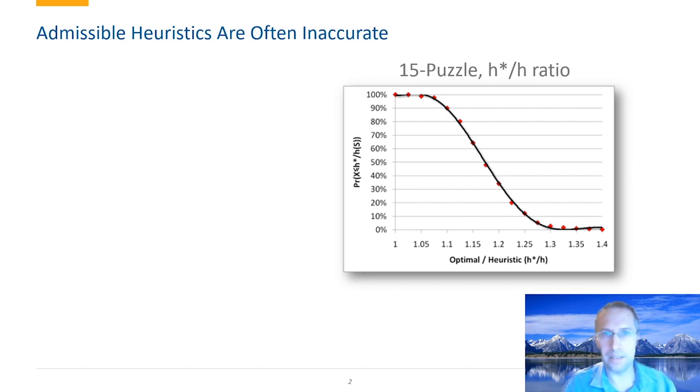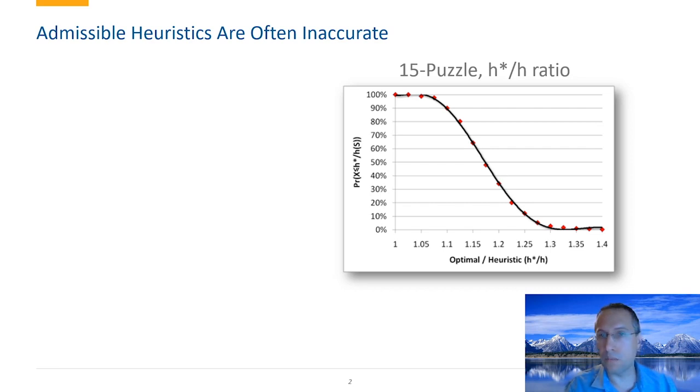To motivate these settings with a long name, consider the following plot, which was generated from data collected when solving the 15 puzzle. The x-axis shows possible ratios between h star, the optimal solution cost, and h. The y-axis is the percentage of states in this domain in which their actual h star over h ratio was the same or higher than the corresponding x value. That is, this plot shows the cumulative distribution of the relative error of the heuristic.